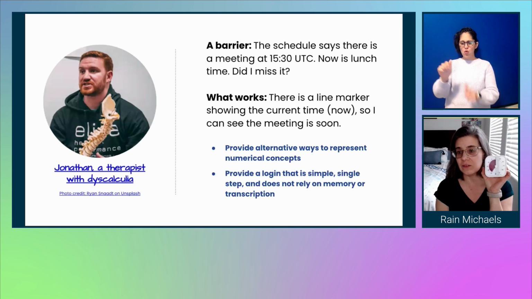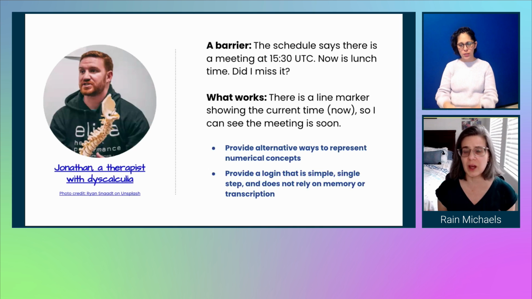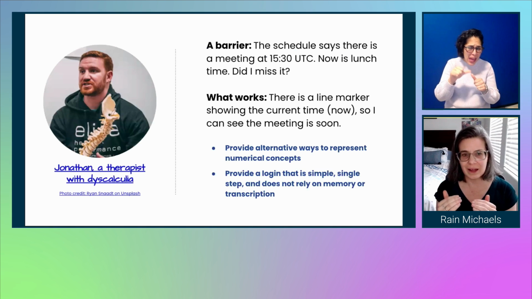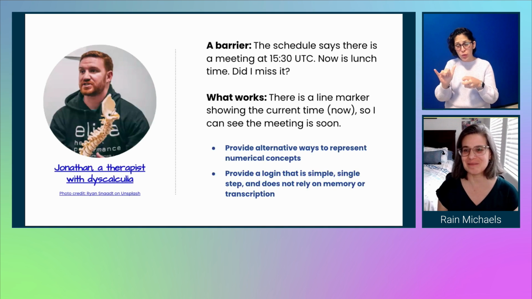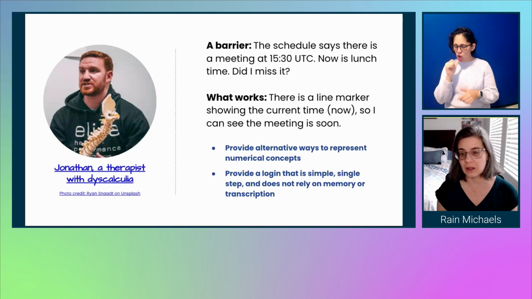Now I know that I have 25 minutes left for the talk, and I have a visual indication of that amount of time that's not numerically oriented. So these are some combination of numbers and letters, and that can become really problematic as well. And we still see CAPTCHAs that have math equations in them. And so is there a way for Jonathan to get through that kind of experience? So providing logins that are simple, single step, and that don't rely on memory or transcription, where numbers may become really important.